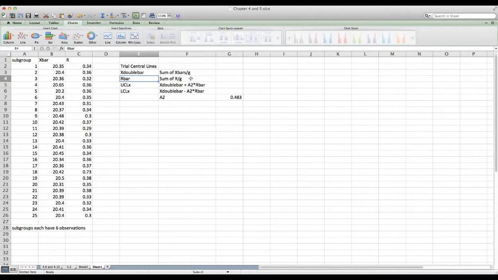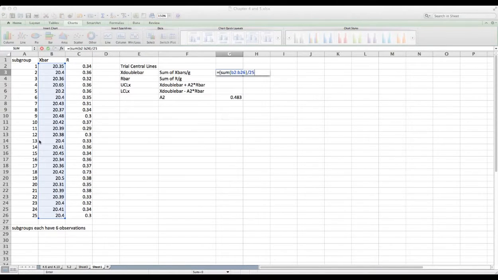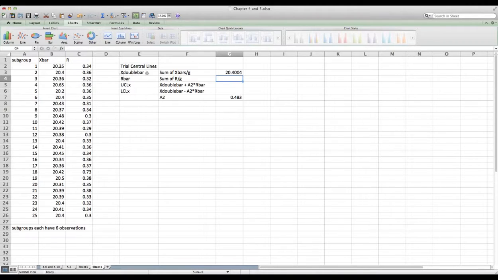To calculate the trial central line for X, which is X double bar, imagine an X with 2 bars above it, I'm going to take the sum of all of these X bars, B2 through B26, and divide that by g. What is g? g is the number of subgroups that we have. Done. The line running through all of these data is going to be 20.4004.